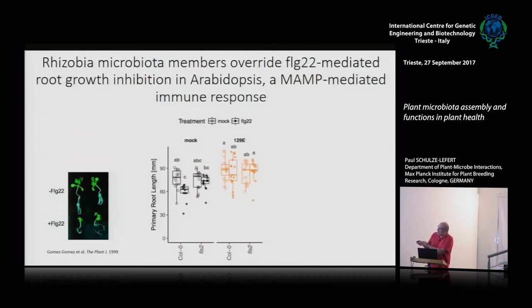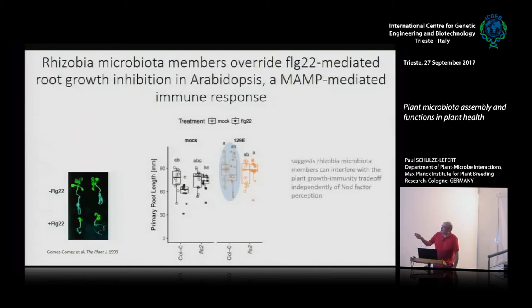This is an immune receptor mutant, so this has a mutation in the FLS2 immune receptor, and the plant is blind; it cannot perceive flg22. And importantly, in these conditions, where we add to the wild-type plant our rhizobium and flg22, now you can see that the rhizobia can override this root growth inhibition. So the plants can still grow, although they've activated an immune response.